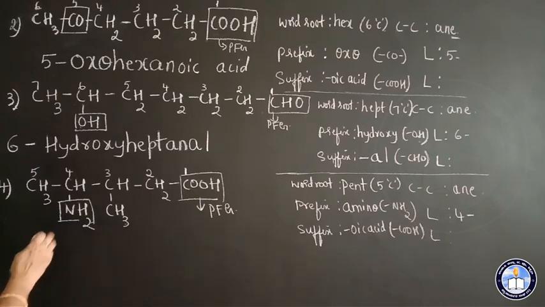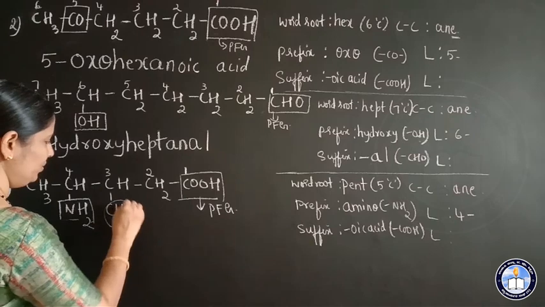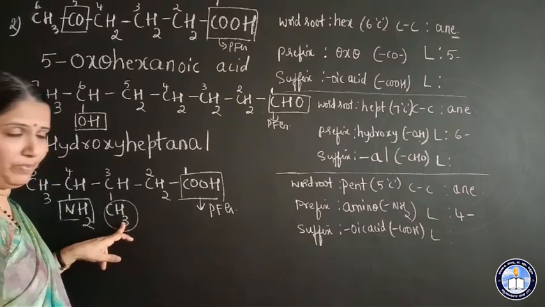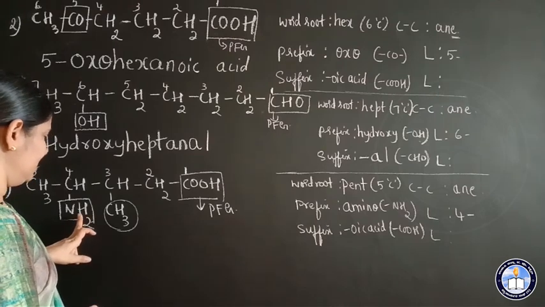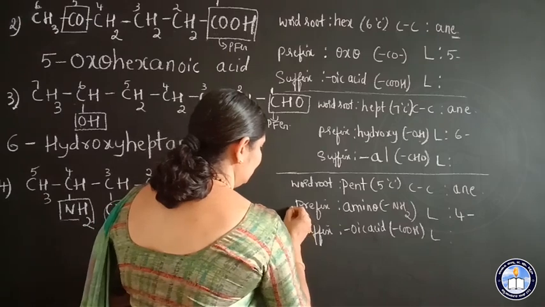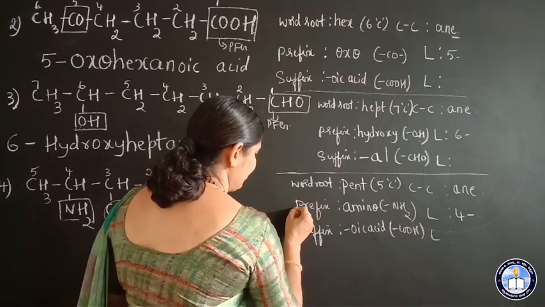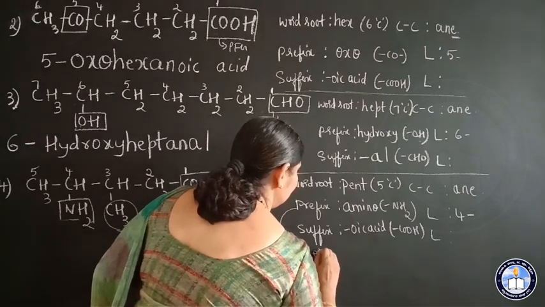Now you have another here. CH3 is a substituent, isn't it? So this will be named as prefix. So 2 prefixes are there. One prefix, that is amino, and another is methyl. So I will write here, 2 prefixes. Another prefix is methyl.